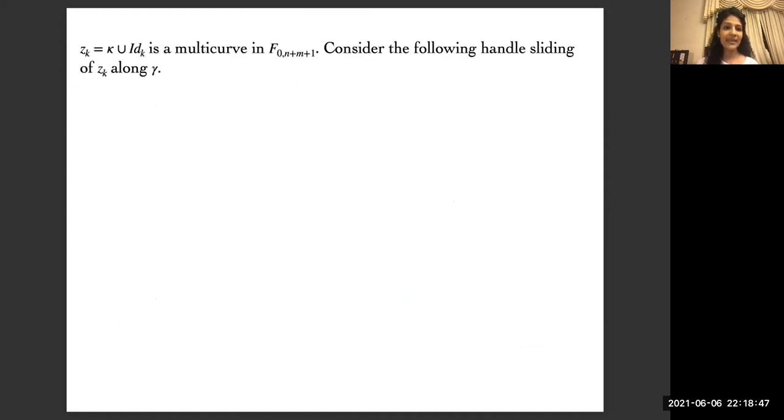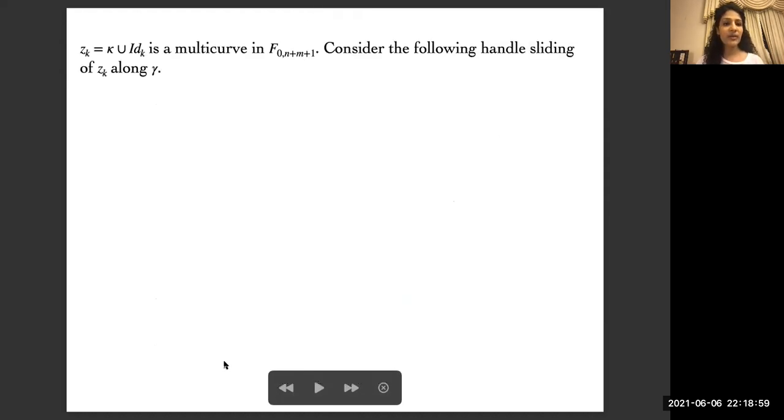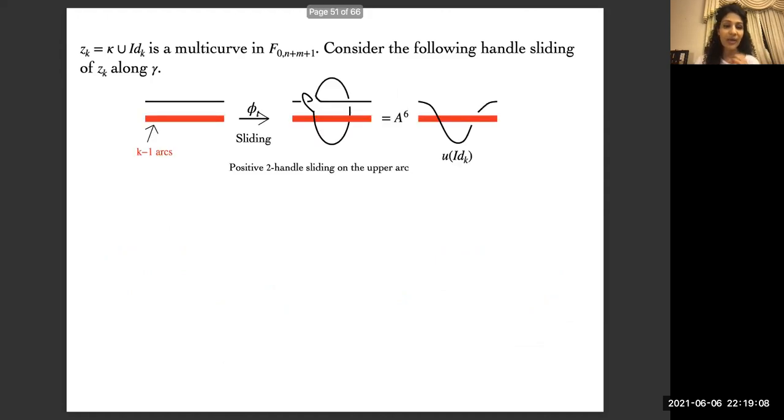So ZK is simply kappa union identity K. So if I go back, this is Z4 in F05 because you have kappa union identity 4. All right. So now that we know what ZK is, let's consider some handle slidings of ZK along the simple closed curve gamma. So one possible handle sliding is positive two handle sliding on the upper arc, which we denote by phi t. And this gives us a raised to 6 times uidk, which denotes this diagram.